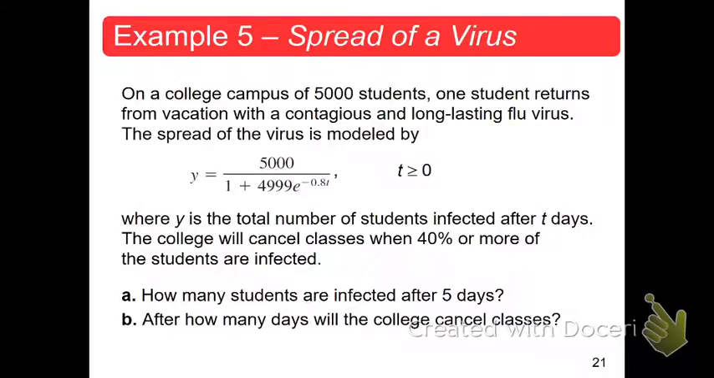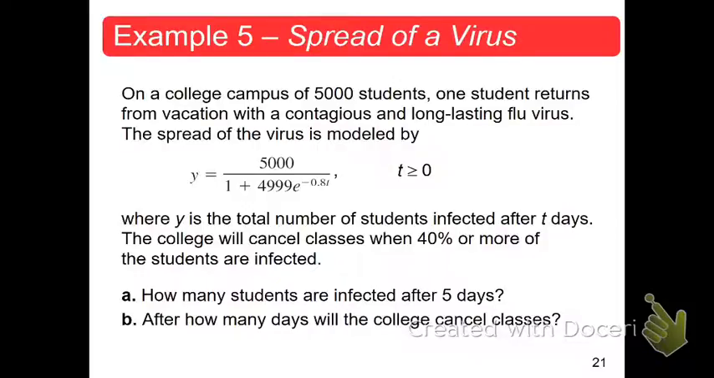For example 5, we're talking about the spread of a virus. It says on a college campus of 5,000 students, one student returns from vacation with a contagious and long-lasting flu virus. The spread of the virus is modeled by that equation, where y is the total number of students infected after t days. The college will cancel classes when 40% or more of the students are infected. How many students are infected after 5 days, and after how many days will the college cancel classes?